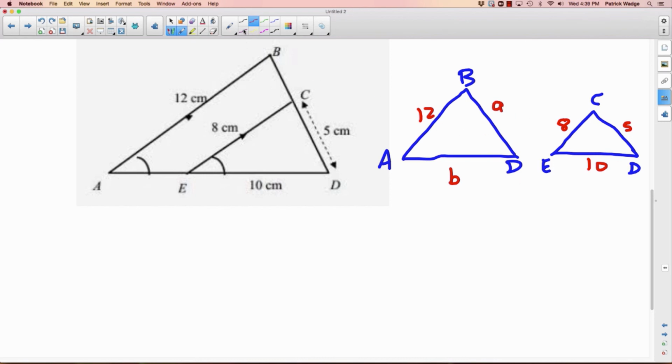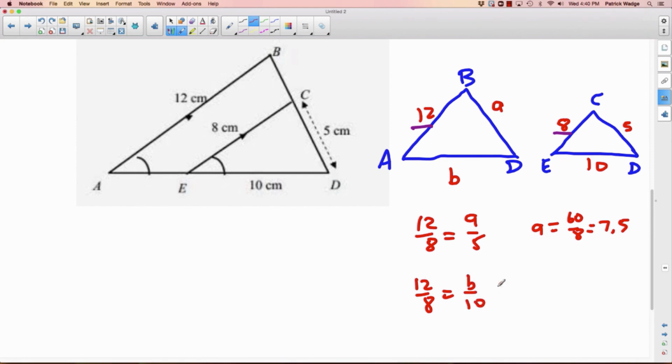So what's the pair that's the most useful for us here? This pair right here is very useful. So I'm going to write that 12 over 8, let's do a first, so equals a over 5. a equals, I go 12 times 5 is 60, divided by 8. 60 over 8 is 7.5. And then to get b, again, I go 12 over 8, but this time instead of a over 5, I'm going to go b over 10. Cross multiply, I get b equals 12 times 10 is 120 divided by 8, and that equals 15.